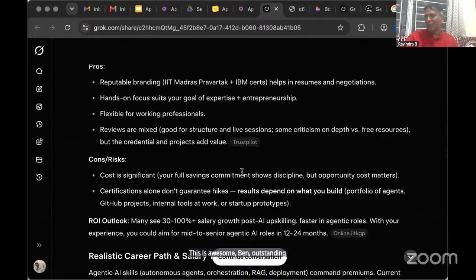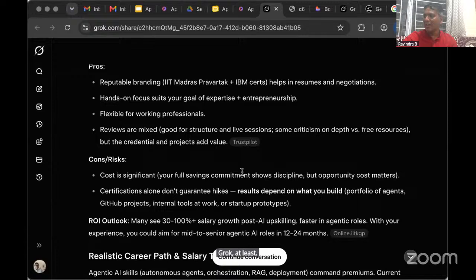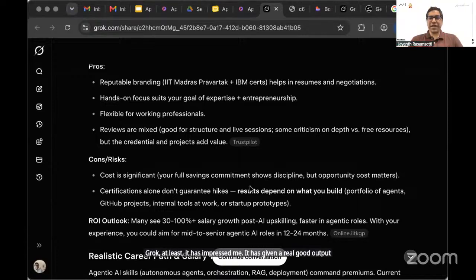But I was knowing some AI tool names, but I never heard this Grok and GenSpark stuff like that. And also Grok, at least it has impressed me. It has given real good output. Perfect. Good. Excellent. Good. Awesome.